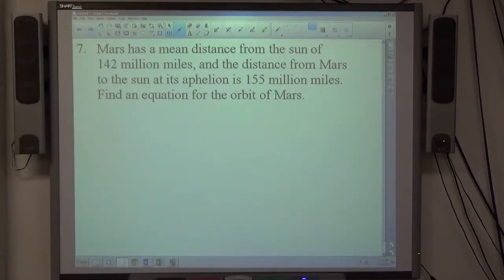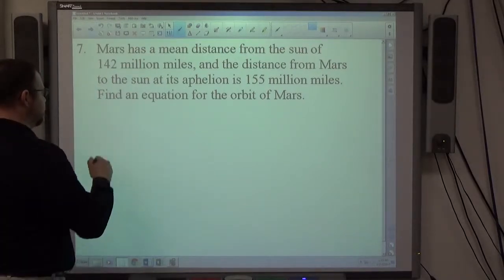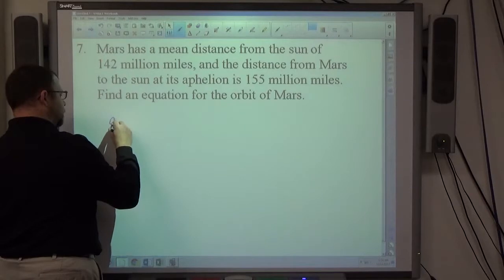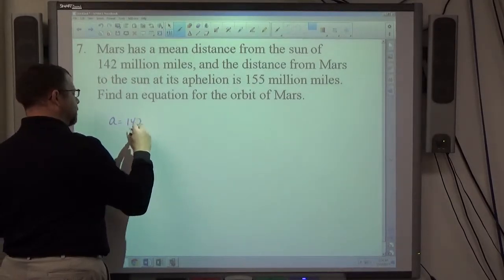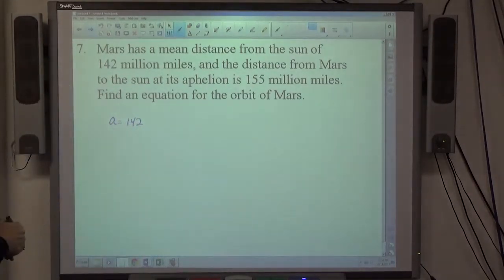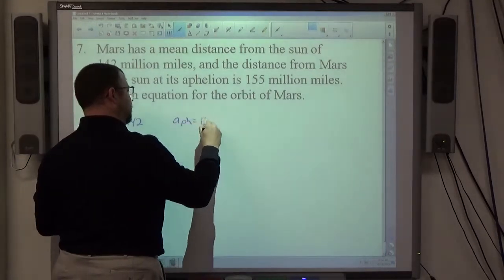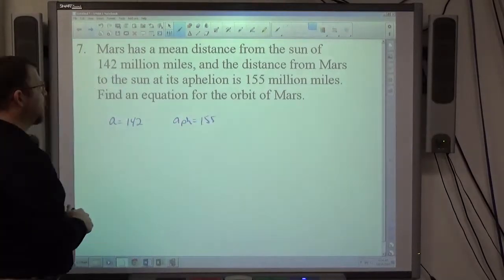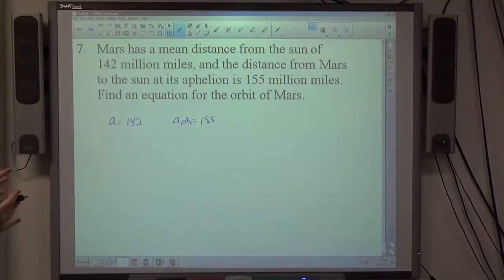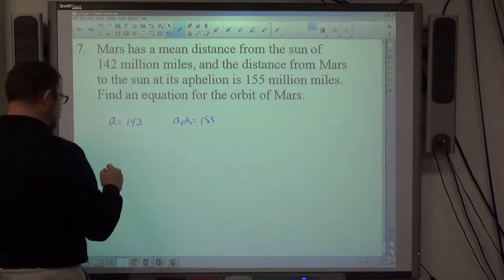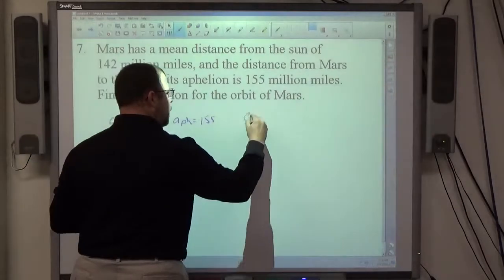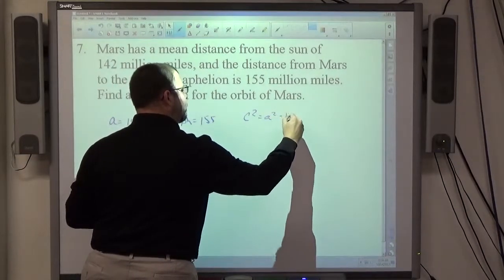Number 7, Mars has a mean distance from the Sun of 142 million miles. The distance from Mars to the Sun at aphelion is 155 million miles. Find an equation for the orbit of Mars. So with orbits, we always want them to be horizontally positioned. We want c squared to equal a squared minus b squared.